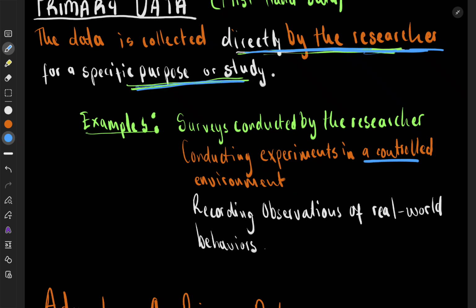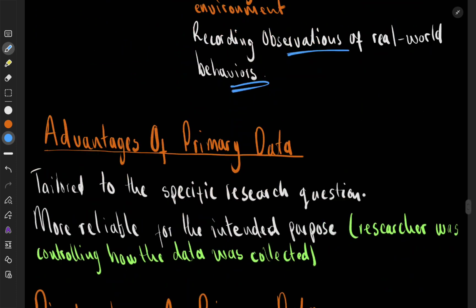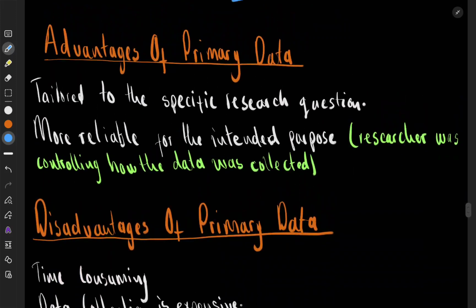Experiments that you do in a controlled environment, observations of real world behaviors, and you are the one recording, and it's for your own study. Or some team is recording for you, but using your instructions, and it's for your own study, then it will be primary. Now, what are some advantages of primary data?